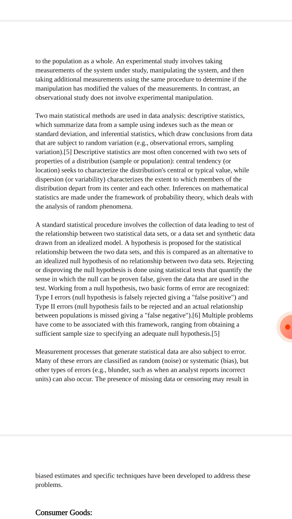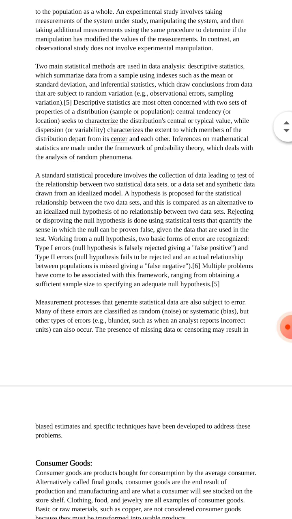Descriptive statistics are often concerned with two sets of properties of a distribution. Central tendency seeks to characterize the distribution's central or typical value, while dispersion characterizes the extent to which members of the distribution depart from its center and each other. Inference on mathematical statistics is under the framework of probability theory, which deals with the analysis of random phenomena.